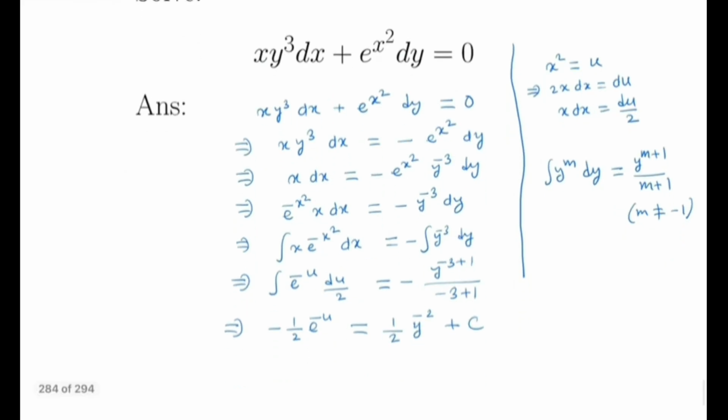So now put the value of u as x squared, so it is minus half e to the power minus x squared is equal to half y to the minus 2 plus c, which is the required answer.